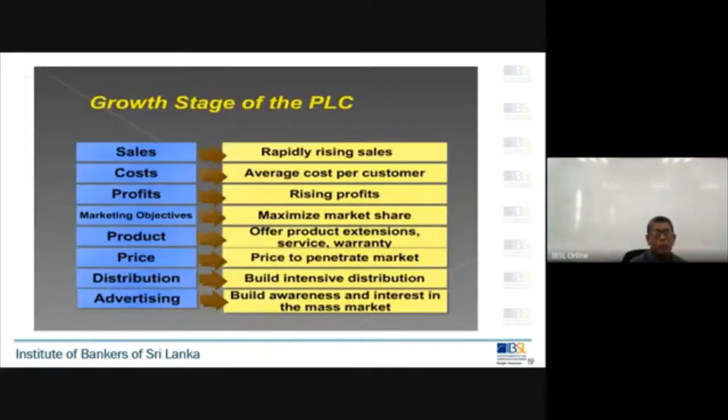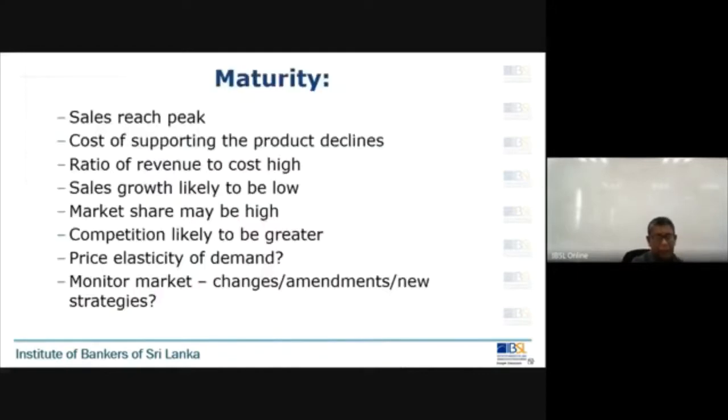Then we move into the growth stage, the next level, where sales are taking off and business is growing. So we need to look at certain factors. The sales are growing, and cost comes down because of the larger number of sales. Profits also come slowly. And what is your marketing objective? Try to maximize your market share. You have ample opportunity to go up the ladder. So you need to understand the different stages of your product life cycle.